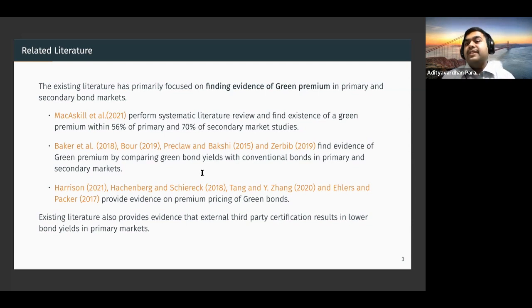Another interesting point is that the existence of a third-party certification or audit results in lower bond yields for the primary market. Third-party certification is essentially a third party certifying that the issued green bond is adhering to green principles and is based on one of the different aspects of green principles issued by ICMA. So now we head to the methodology. Next slide, please.